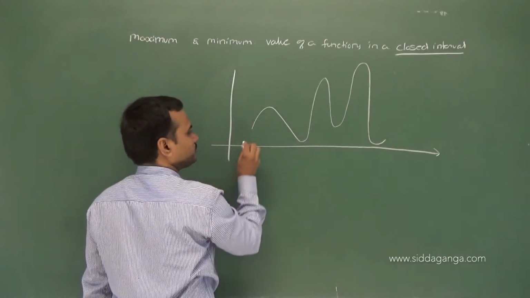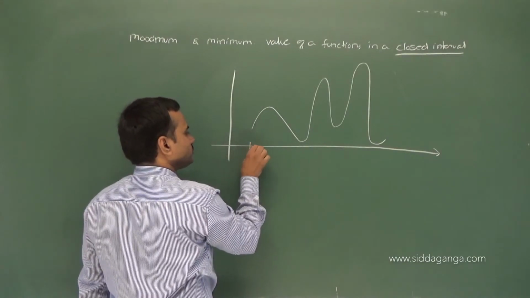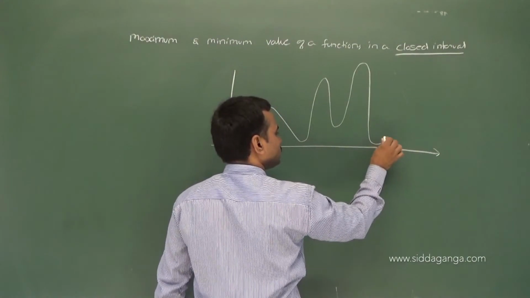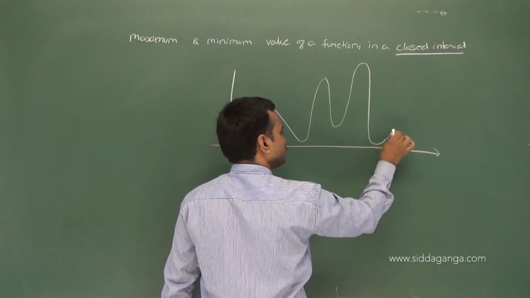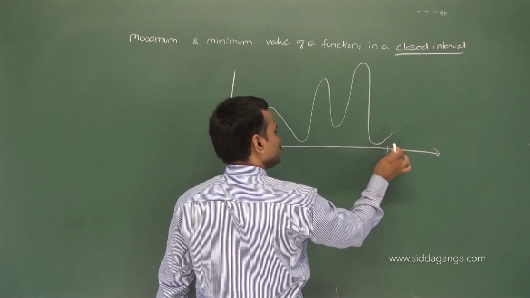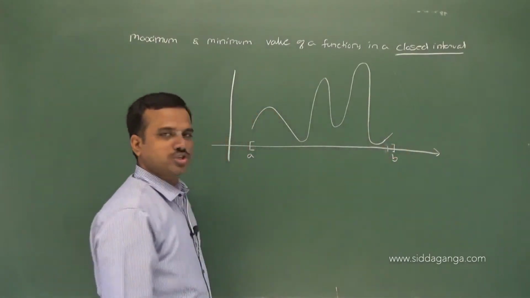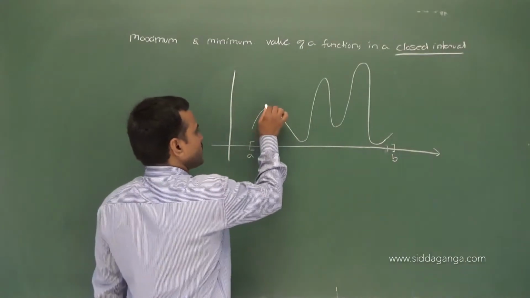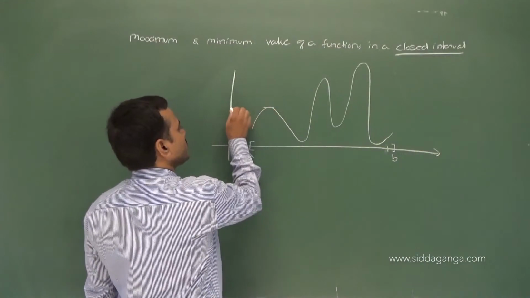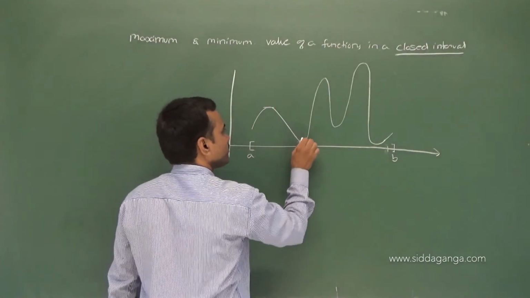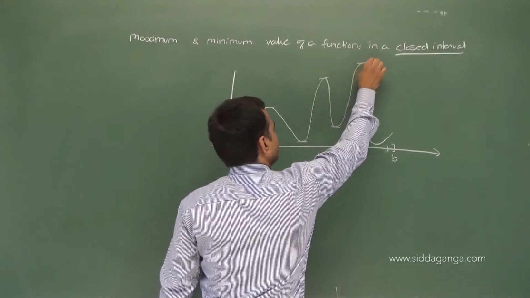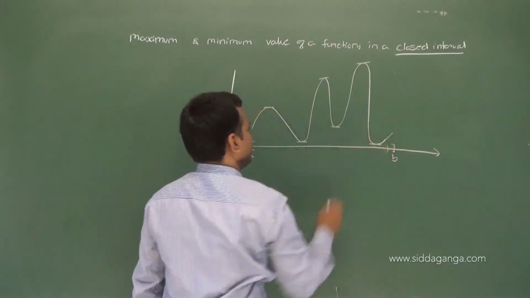This is given. Closed interval. This is maxima, correct? This one we call as minima, and this is maxima, this is minima, this is maxima, this is minima.